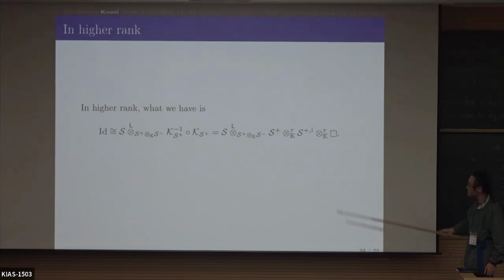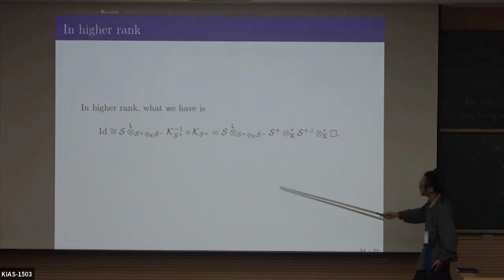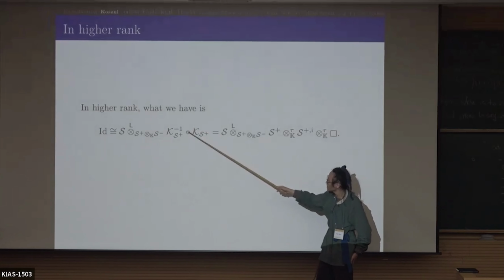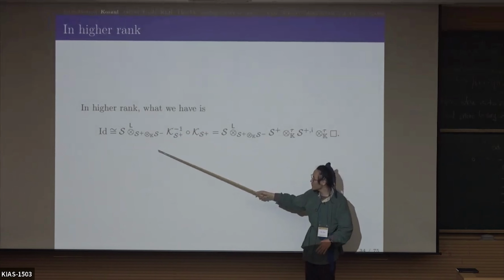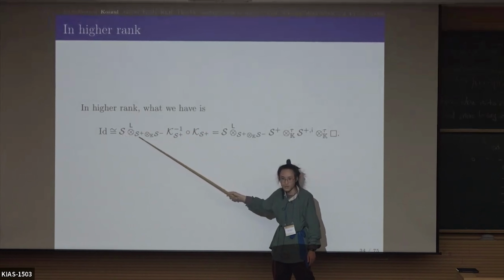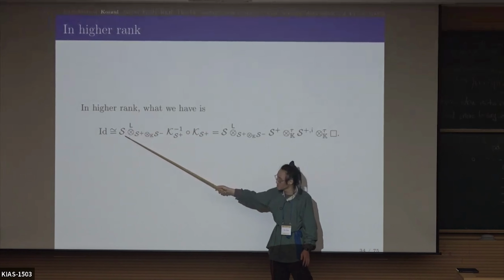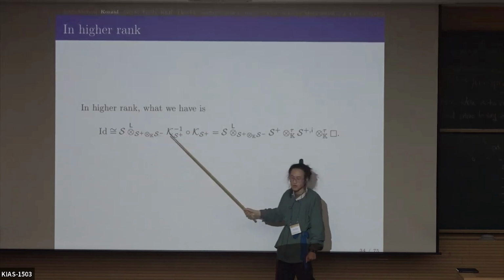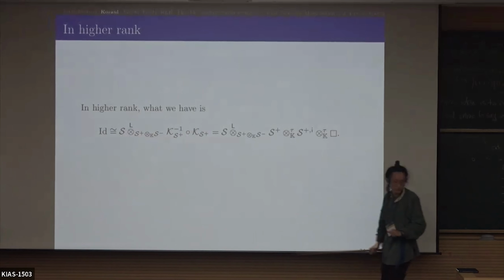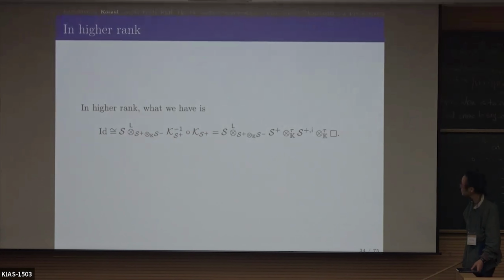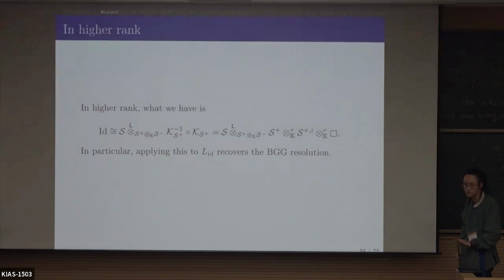And in higher rank, this is what's going to happen. This is what we were doing earlier: we did Koszul duality and we did inverse Koszul duality. In higher rank, there's something more complicated you have to do because there are more than just lollipops. But this is some technical mumbo jumbo that we won't talk about here. But there's some modification you have to do. And in particular, if you apply this to the trivial module, then you recover the BGG resolution.